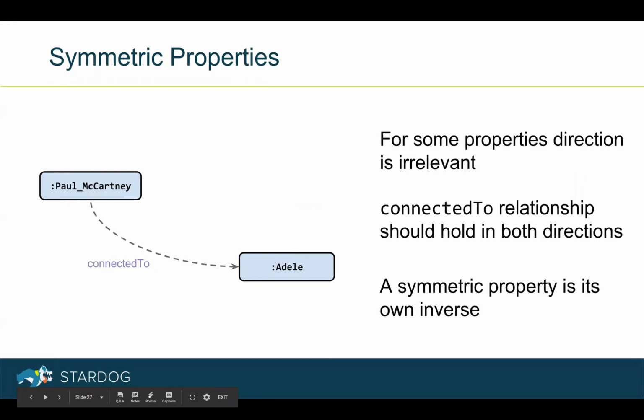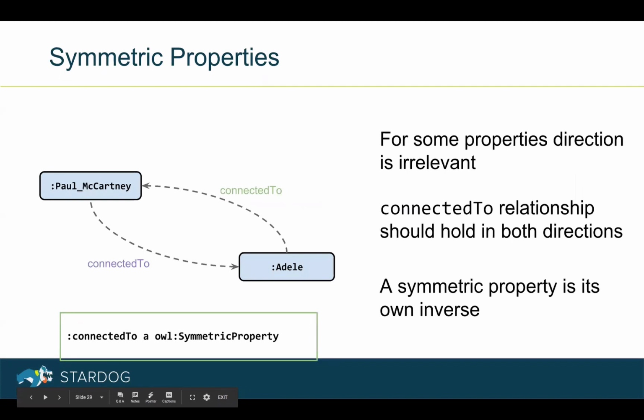A property can also be defined as a symmetric property, and that means that the direction is irrelevant, and in fact the relationship is bidirectional. So in this case, if connected to is symmetric and Paul McCartney is connected to Adele, then we also know that Adele is connected to Paul McCartney. OWL provides us with a number of definitions like this. However, for the sake of brevity, I'll be moving on to the modeling and the ontology development portion.